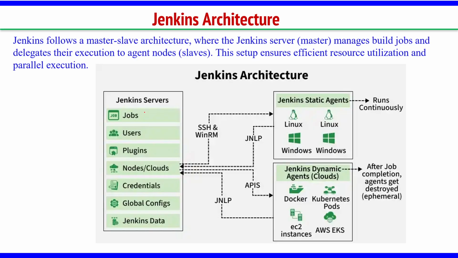All those jobs, the tasks, the plugins, the credentials are saved. All the global configurations are saved. Everything is taken care of by the Jenkins server, whereas the agents will do the tasks. The static agents will be running continuously, whereas dynamic agents will be activated only when we need them. After job completion, agents get destroyed. They don't exist. We create them only when we need them, whereas static agents, like an operating system, will be continuously working. So this is about Jenkins architecture.